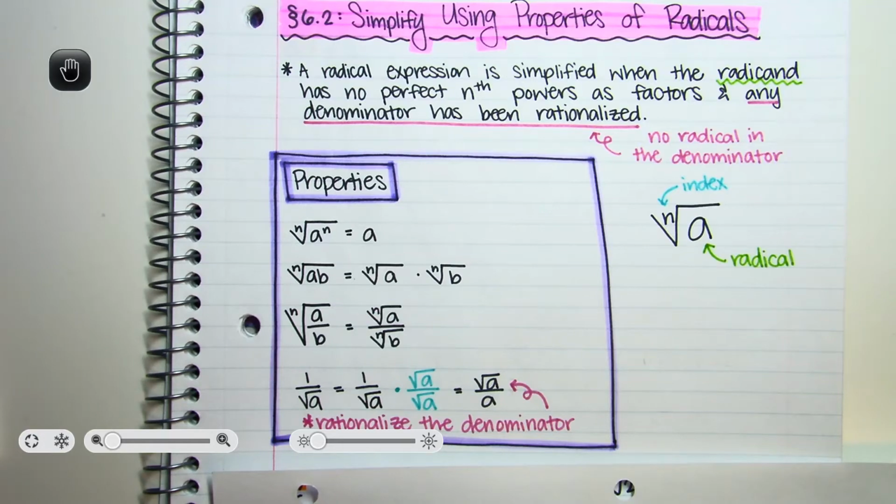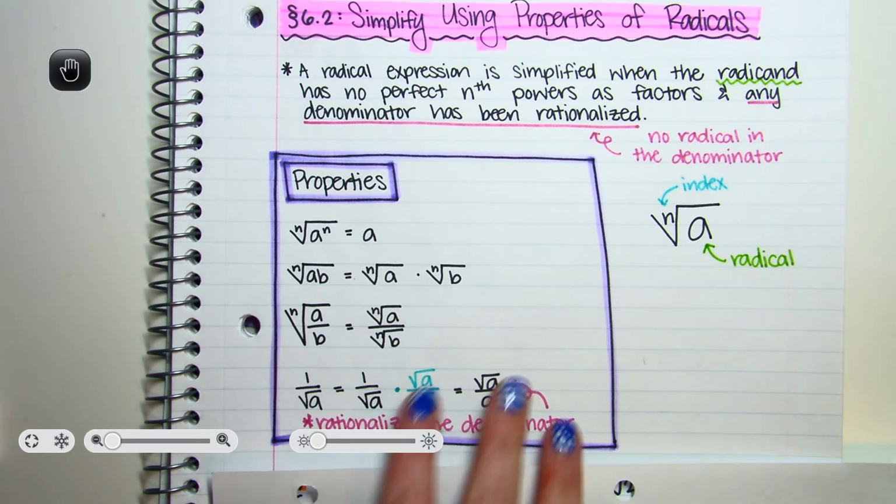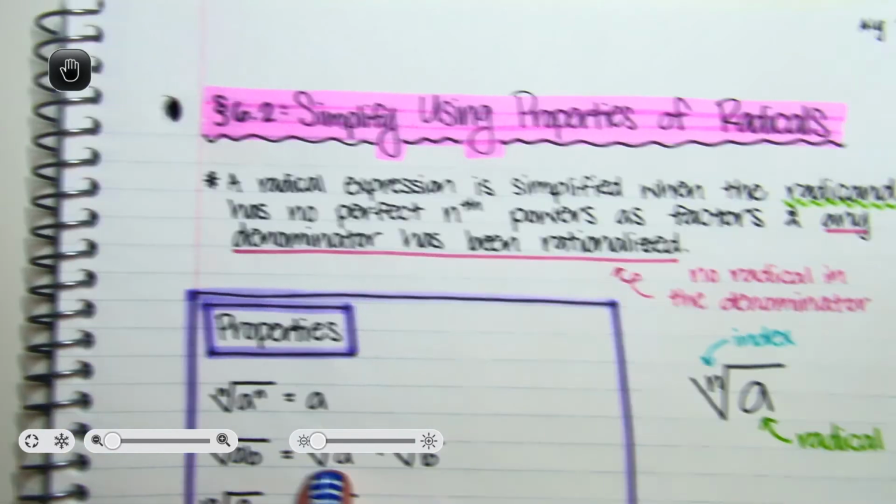Hi everybody, so today we're continuing notes on section 6.2, except now we're going to be looking at radicals instead of rational exponents. So go ahead and pause and write this down real quick. All right, so let's go through this piece by piece.